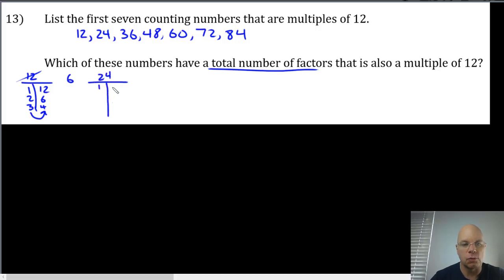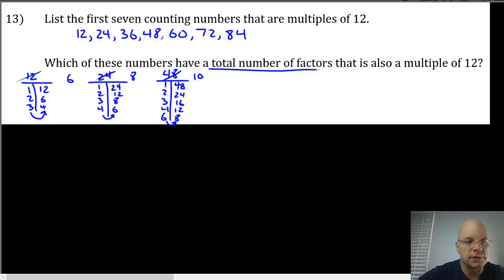24 has the factors 1 and 24, 2 and 12, 3 and 8, 4 and 6, for a total number of factors of 8. Also not a multiple of 12. 48: 1 times 48, 2 times 24, 3 times 16, 4 times 12, 5 doesn't work, 6 times 8 is 48. That's a total of 10 factors, also not a multiple of 12. I'm going to do the rest down below because I don't think I'm going to fit them.